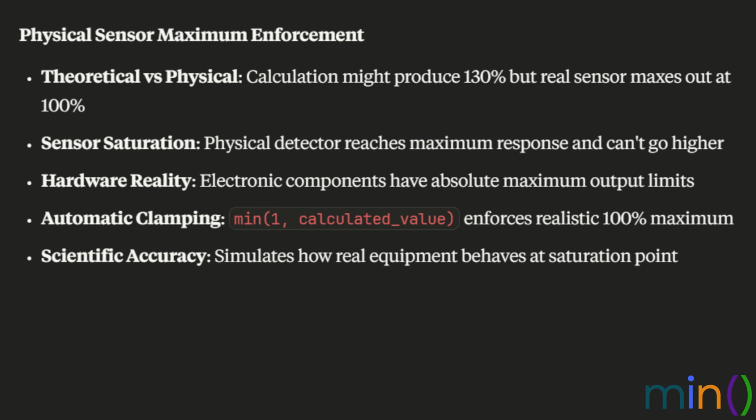The min function works as the counterpart to max, not surprising, for complete boundary control. So max prevents the values from going too low, while min prevents them from going too high, creating realistic equipment behavior that matches physical sensor limitations.